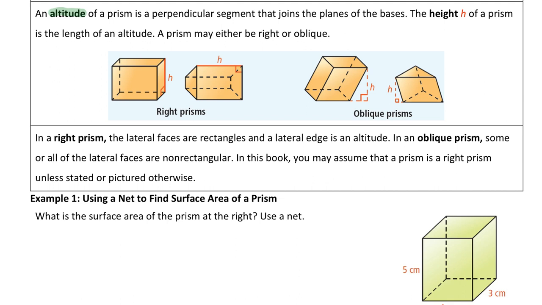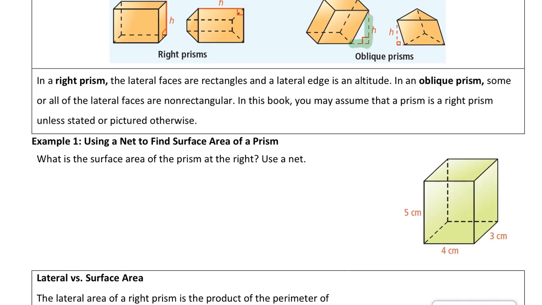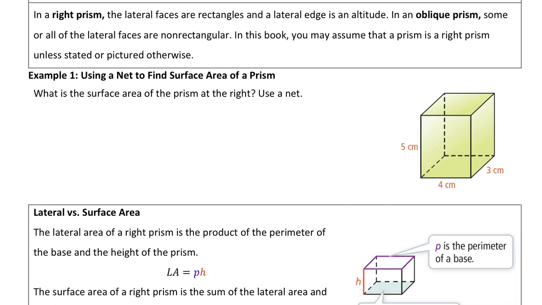A prism may be either right or oblique. A right prism, the height is an actual edge. An oblique prism, we think of as almost like a slanted prism, where the height is not an edge. The height is an imaginary perpendicular that shows us the vertical height of that prism from base to base. So in a right prism, the lateral faces are always rectangles, but in an oblique prism, some or all of those faces may be non-rectangular. So we can assume that a prism is a right prism unless I say otherwise, essentially.